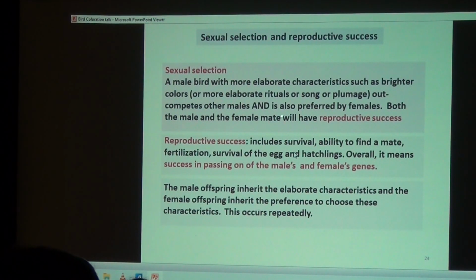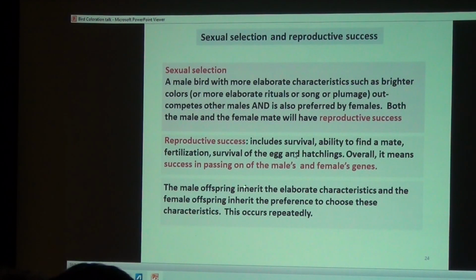This is another thing that's key in evolution, to have reproductive success. What does this mean? In the previous slide, we talked about survival of the fittest, but survival alone is not enough. You need to not only be able to survive, but you need to find a mate. You have to fertilize. The egg has to survive. The hatchlings have to be healthy, and they have to survive, and they have to have reproductive success in turn. So basically, reproductive success means success in passing on the genes of the parents.